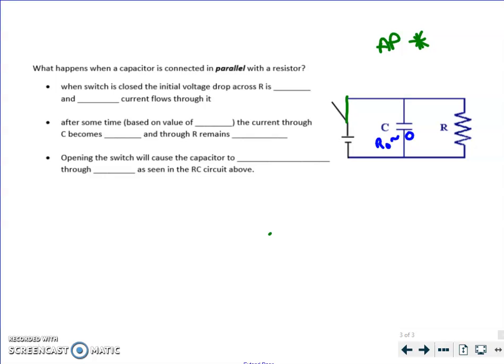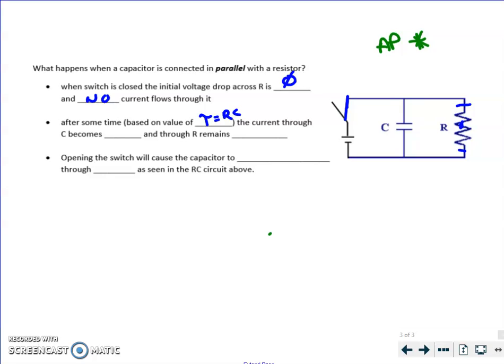So when the switch is closed, the initial voltage drop across R is going to be 0. This is not going to get anything because we essentially have a short circuit here for a very, very brief period of time, corresponding to when that capacitor is essentially not charged or charged with a very small amount. And therefore, no current flows through it. So that's weird. Even if this is a light bulb and you close this switch, this light bulb initially would not turn on.